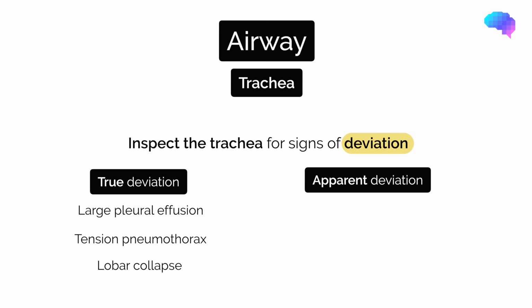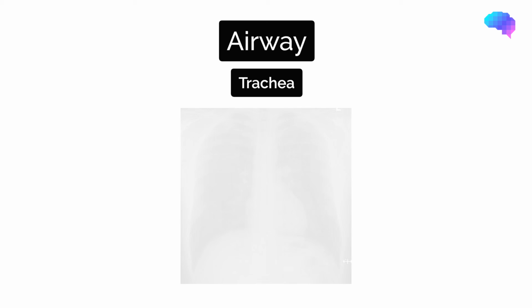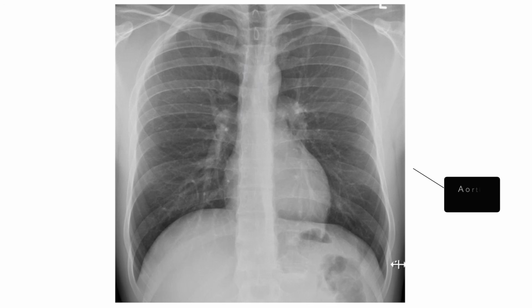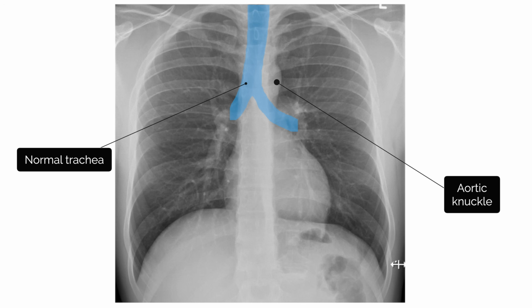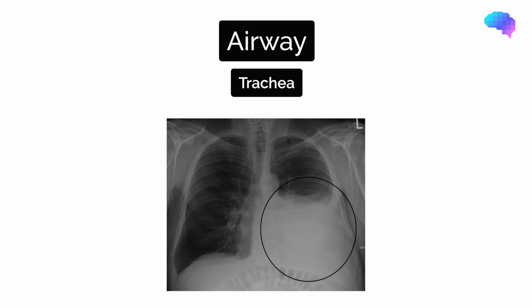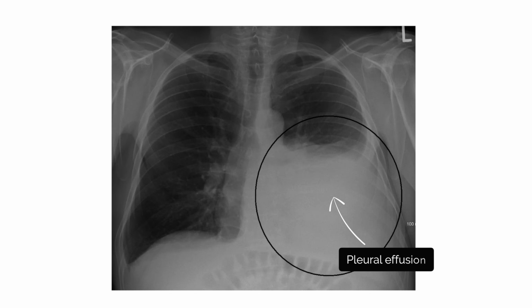Apparent deviation is much less concerning, as this is usually due to the rotation of the patient. To confirm this, refer back to the right mnemonic to assess whether the medial aspect of the clavicles are equidistant from the spinous processes. It's also worth noting that the trachea is normally located to the right of the aorta, and so what may appear as a very mild deviation to the right is actually normal. In this film, we can see a large pleural effusion in the left middle zone and lower zone. As a result of this, the trachea, which should be central, appears deviated to the right, away from the effusion.